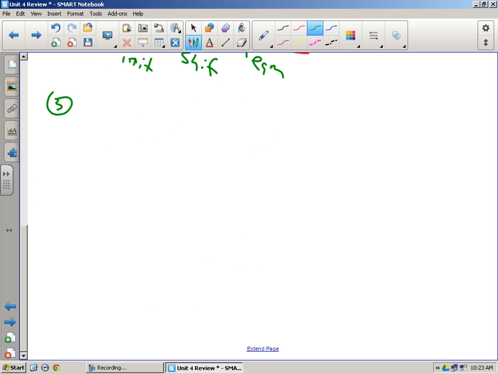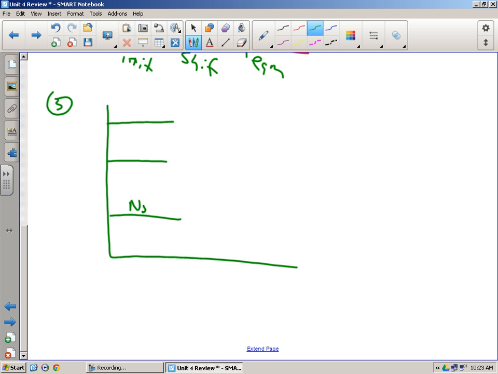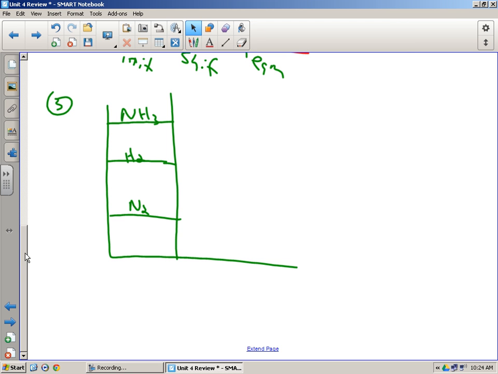Number 3 here, compress the system. Now, N2 I said, H2, NH3. So, first thing that's going to happen with these ones, if you compress the system, of course, the volume shrinks or gets smaller. If the volume goes down, the concentration goes up. So the first thing I need to have is a spike, up, up, up. The concentration goes up for all 3 of those in that case.